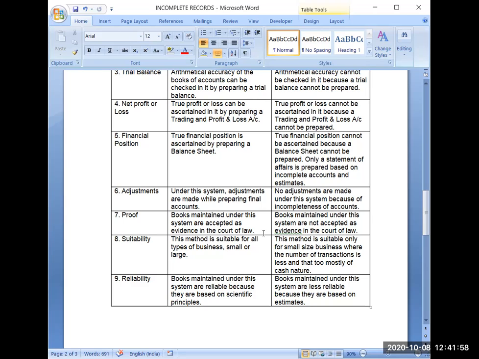Then next one is reliability. So if you are getting any information from double entry system, means accounts maintained under double entry system, you will be able to rely upon that information because that information is coming from a systematic record of transactions and the record of the transaction is also complete. But if you are getting any information from incomplete records, you will not be able to verify it properly. That's why it is not that much reliable. No one will be able to trust that information, whatever information we are getting from the incomplete records.